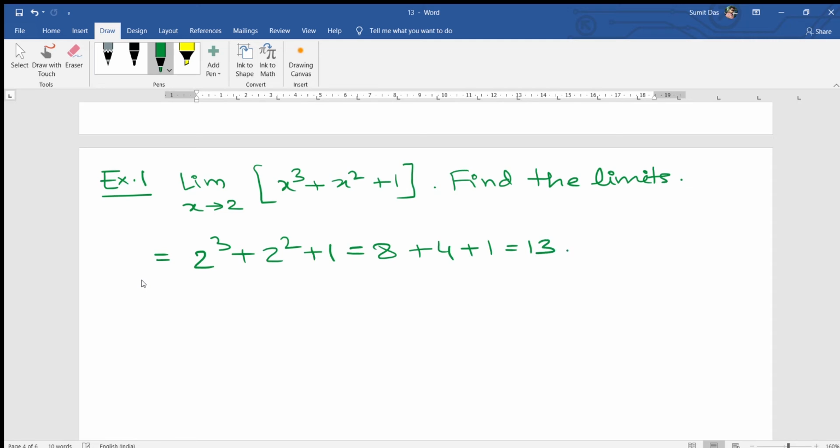This is the answer. But there is one very deep thing I want to share, that you can't directly put the value inside this one. Okay, you can't directly put the value inside this one.